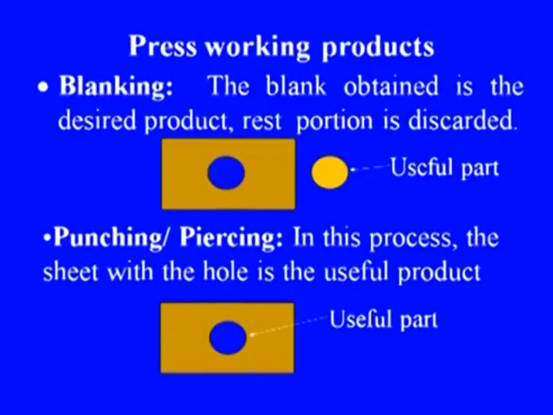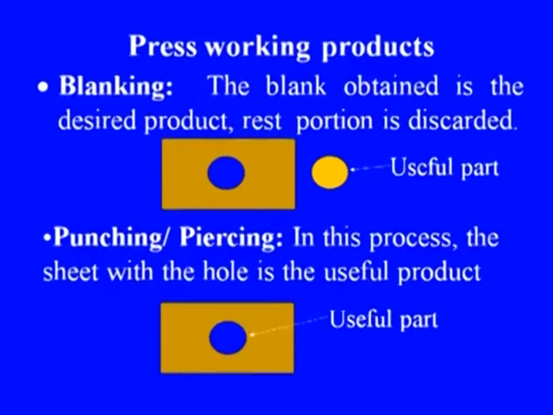Then press working products. Blanking. Blanking is an operation in which the blank obtained is the desired product. The rest portion is discarded. Here, as shown in the figure, the useful part of this entire sheet is the blank produced.